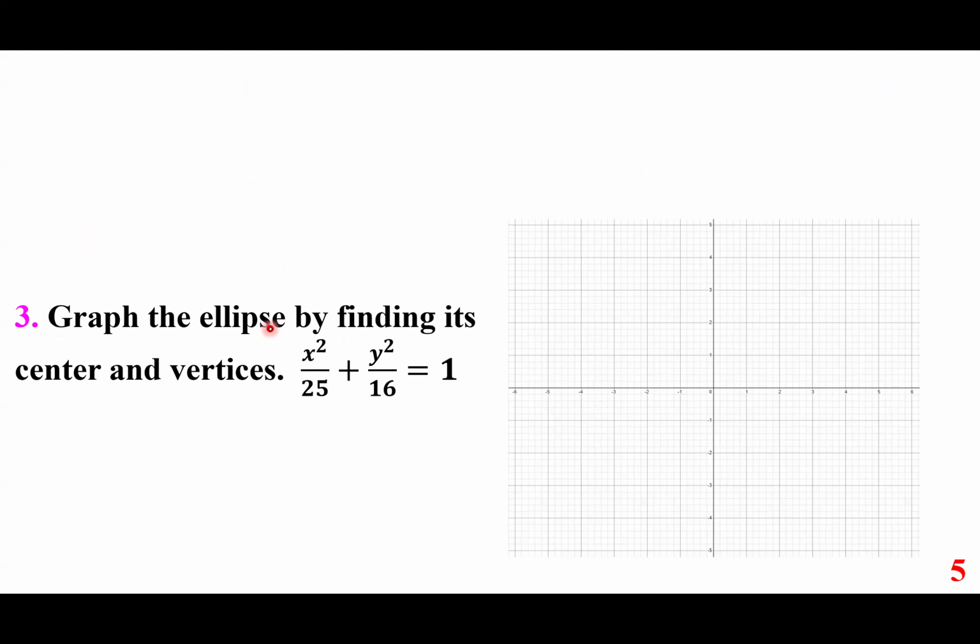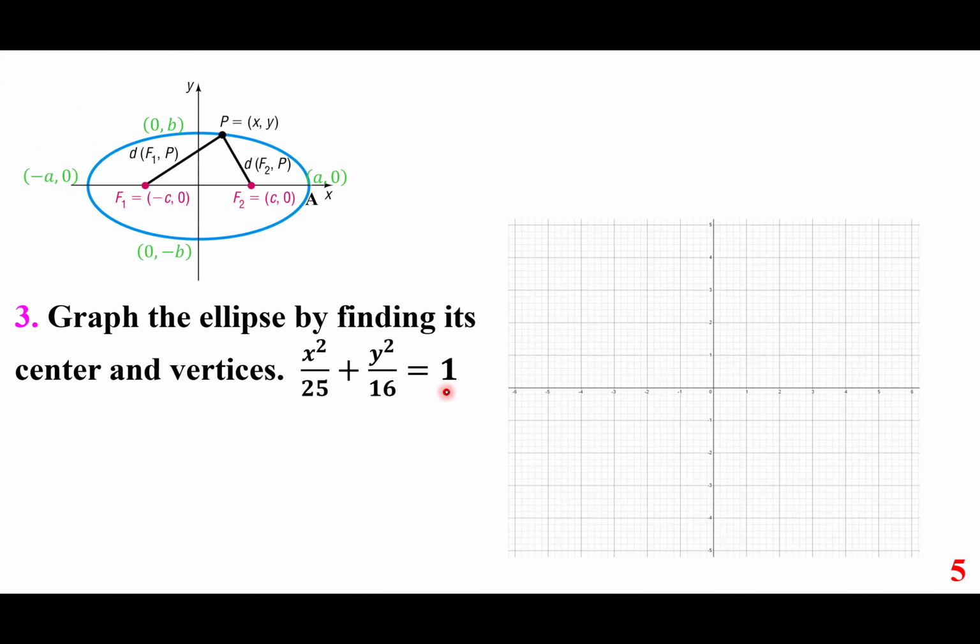Graph the ellipse by defining its center and vertices: x squared over 25 plus y squared over 16 equals 1. So what is an ellipse? An ellipse is a circle that is elongated on one side, either along the x or y axis. This one is centered at (0, 0).